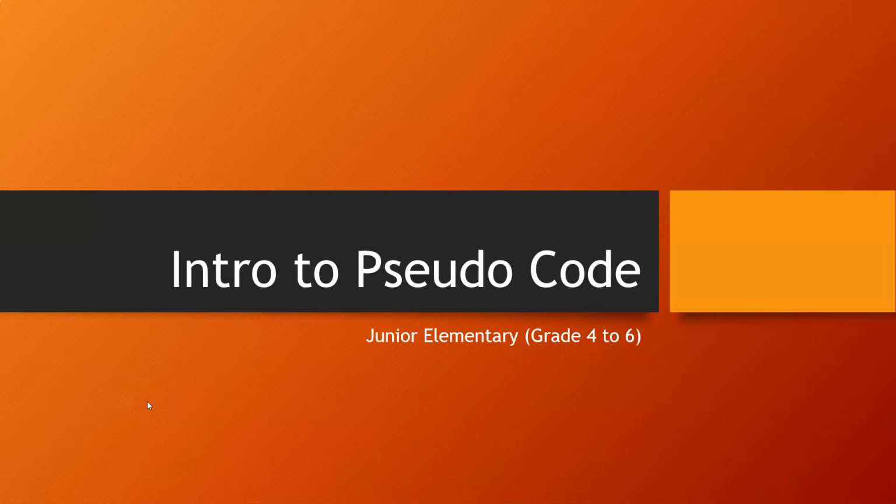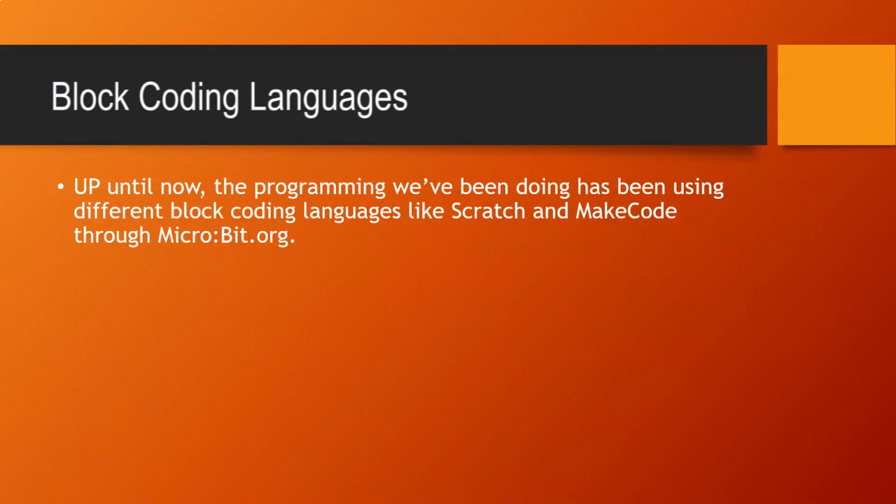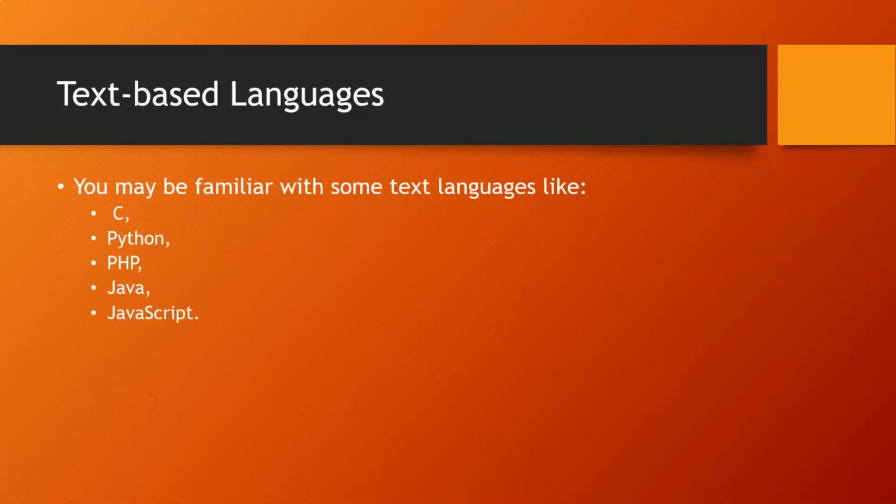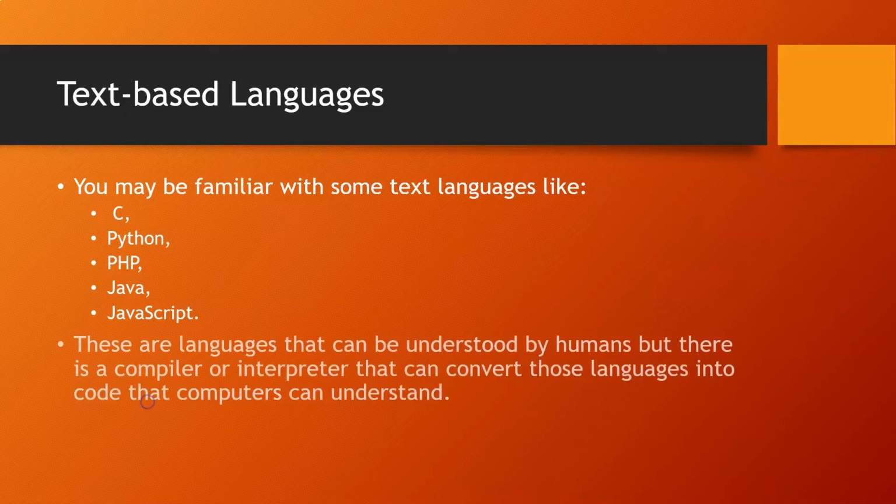Introduction to Pseudocode. Up until now, the programming we've been doing has been using different block coding languages like Scratch and MakeCode through microbit.org. Text-based languages are things you may be familiar with like C, Python, PHP, Java, and JavaScript. These are languages that can be understood by humans, but there's a compiler or an interpreter that can convert these languages into code that computers can understand.